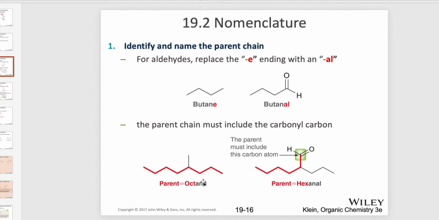So as we're looking at, for example, here is a regular hydrocarbon, no functionality, it's just carbon-carbon and carbon-hydrogen bonds. So this is an octane, the longest chain. If we are to add now an aldehyde group, we would have to include this. So now the parent chain becomes a hexanal, and all of this is treated as a substituent.